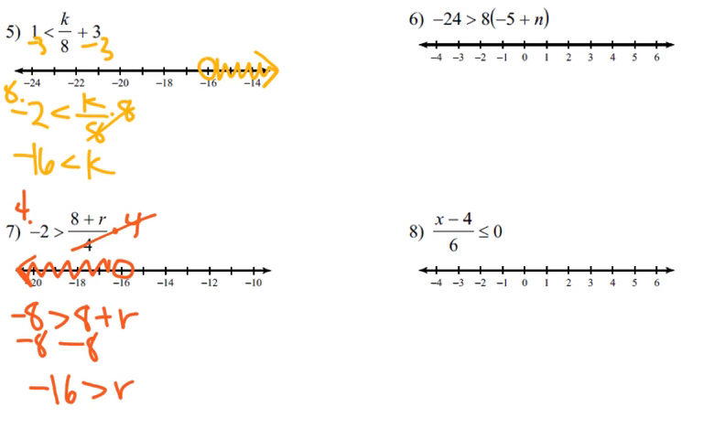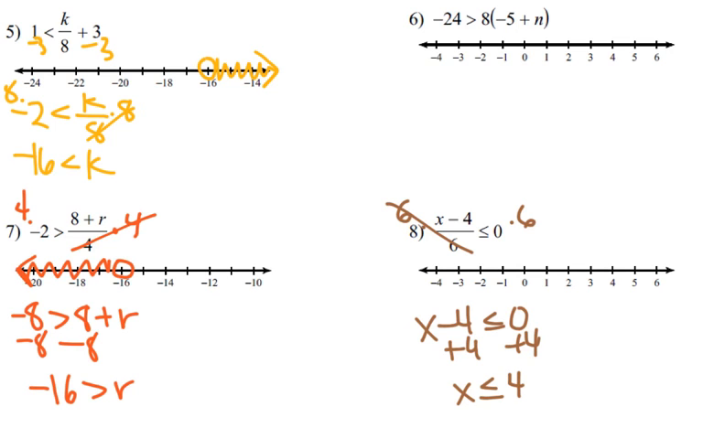Okay. Number 8, same idea. Times by 6. That becomes x minus 4 is less than or equal to 0 times 6 is 0. Add 4. X is less than or equal to 4. Okay. Notice the order only matters because the whole side is under there, whereas here just the 1 is. That's why I had to switch up the order. So I go to 4. It's equal to, so filled in circle. X is smaller, so I shade to the left.